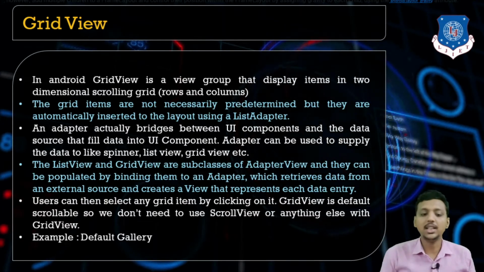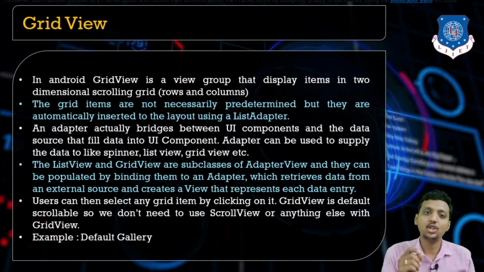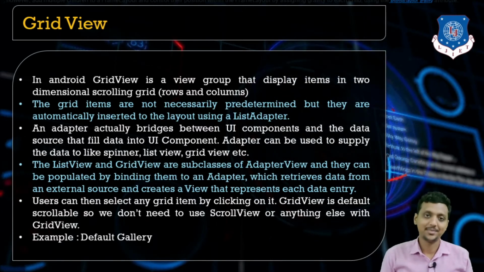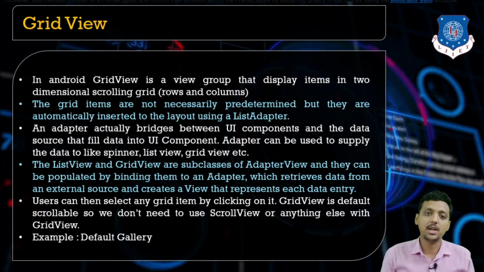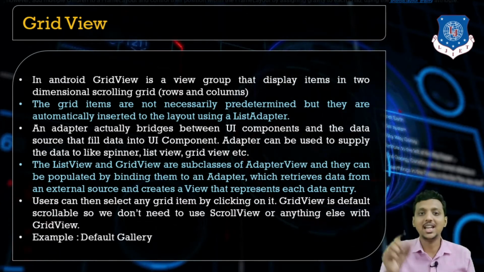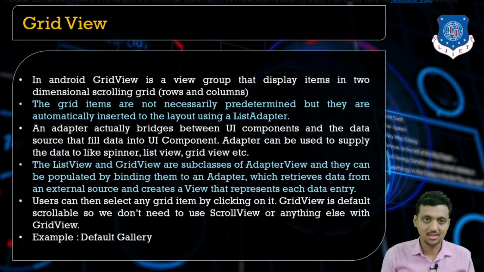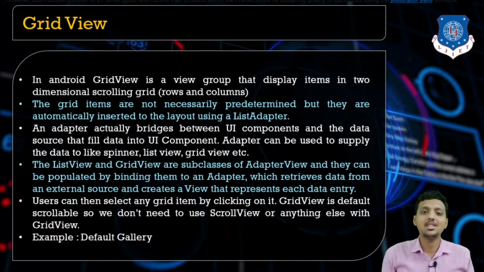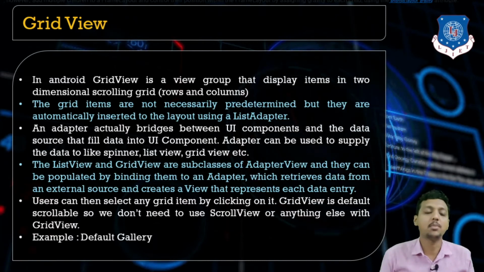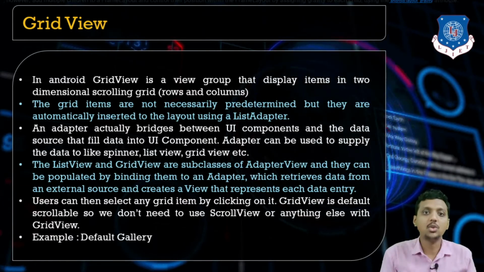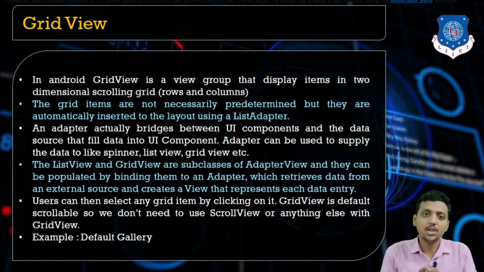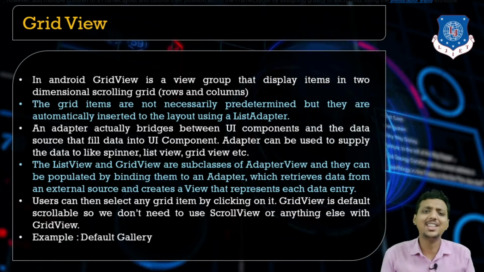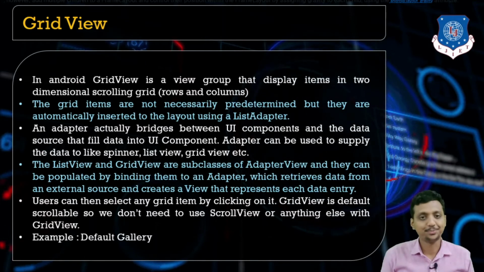Now, let me take the example of your mobile phone gallery. If you look at your smartphone device, or an Android smartphone, you may get the gallery as square boxes. Each and every image is shown in a square box. This box layout is known as grid view. Fine. So your phone gallery is a very basic example of the grid view.